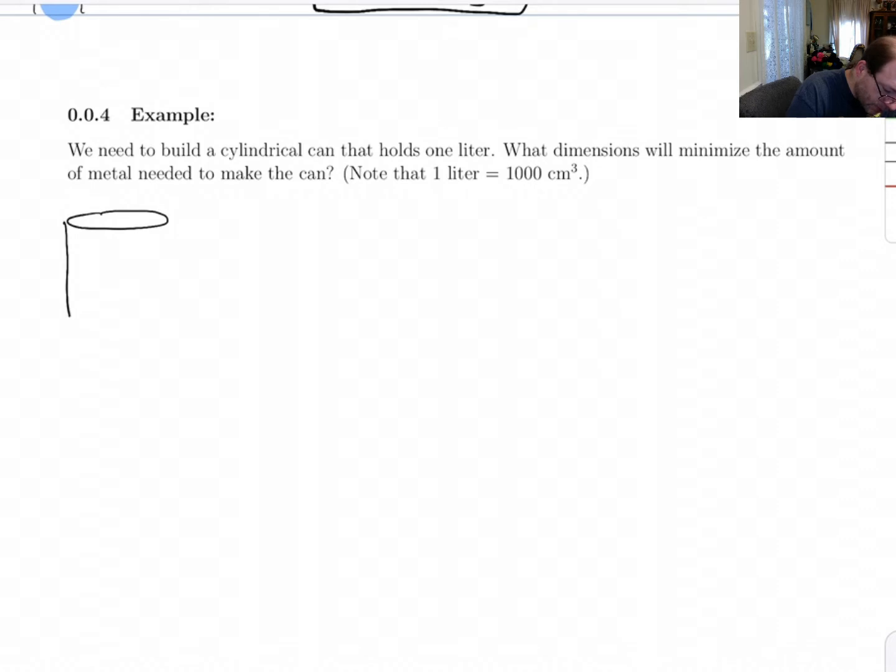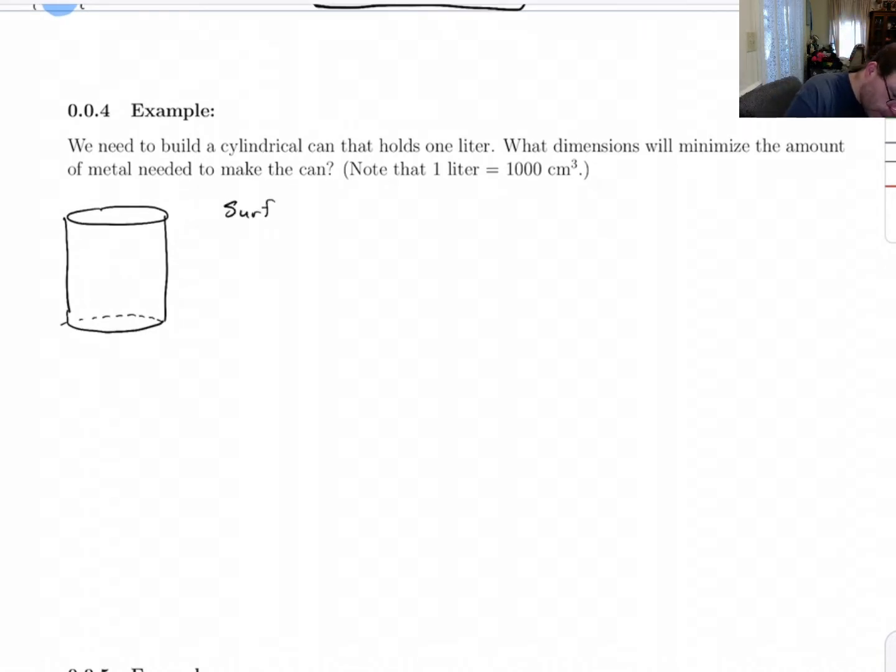So if you've got a cylindrical can, it's going to look like this. So its surface area, I'm just going to call that A. Its surface area is the thing we want to minimize because that tells how much material we need. The surface area is going to be 2 times pi r squared, because that gets you the top and the bottom, which are both circles.